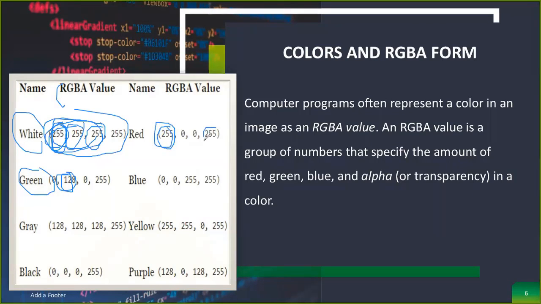Now what is the last part here? What is the last 255? This is transparency. When the image is displayed over another image, should we display the background part of it, or should it be transparent? That is indicated by the last part, which is also known as the alpha value. So let's move forward.